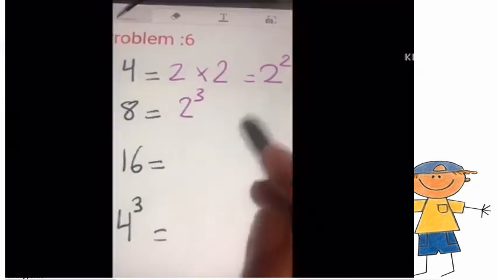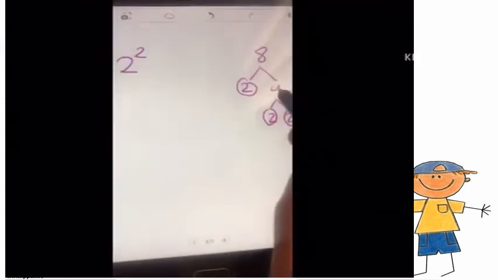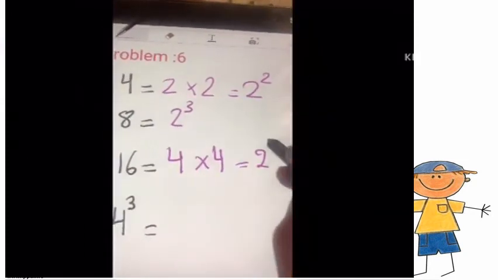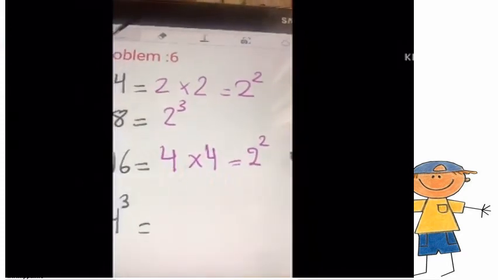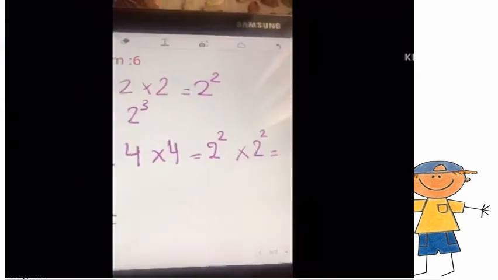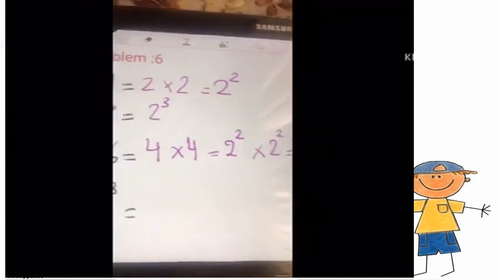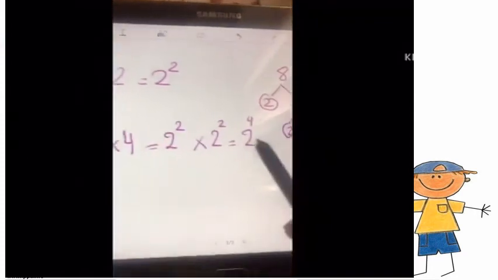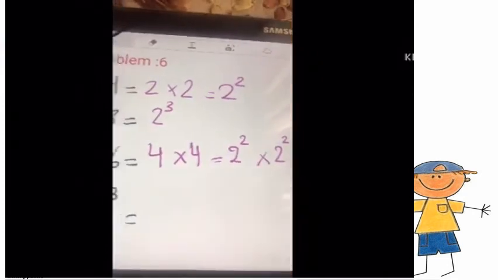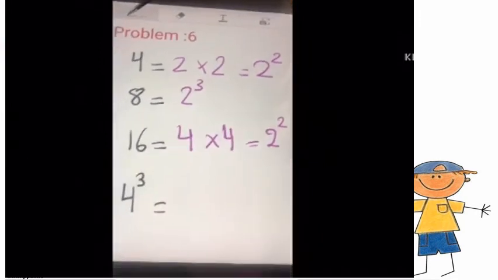Okay, 16, it's 4 times 4. You can make a tree method, or you can use this way, which is equal to 2 squared, the first 4, times second 4 is also 2 squared. Now you have same base, you add the exponents to get 2 to the power 4. You have many ways to write 16 as a power of 2. You can use the tree method, or this way, or you can write it as 4 squared as the explanation.